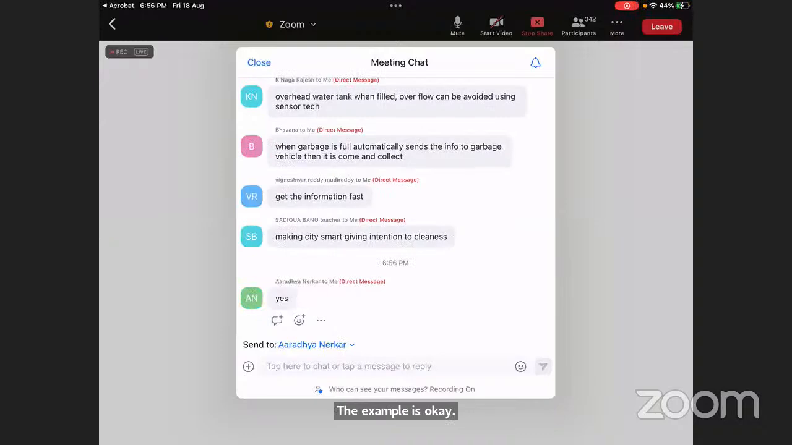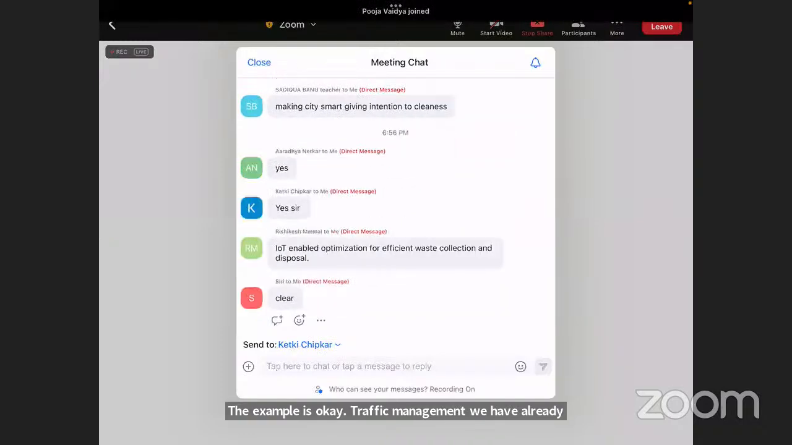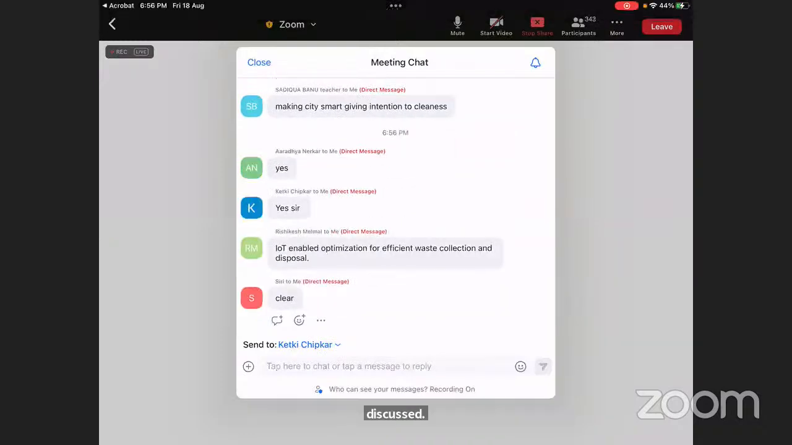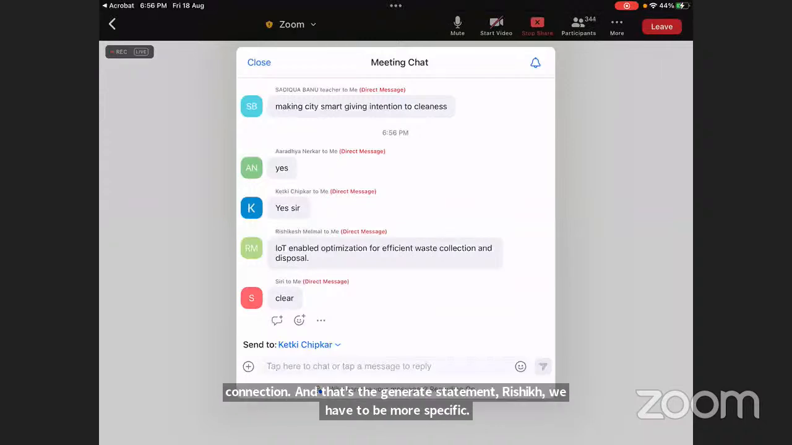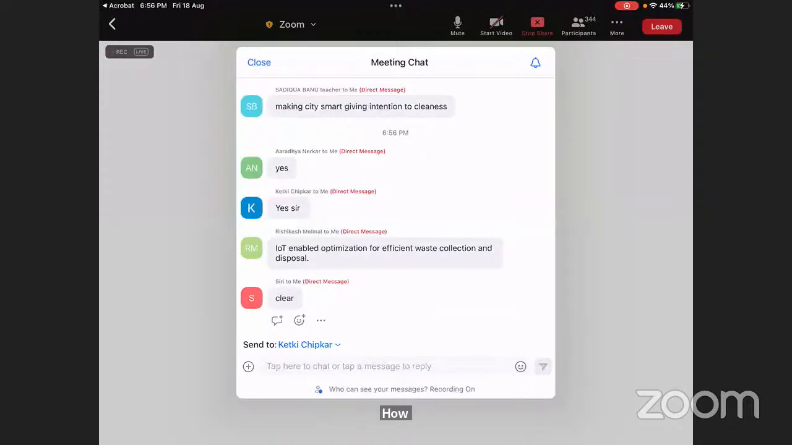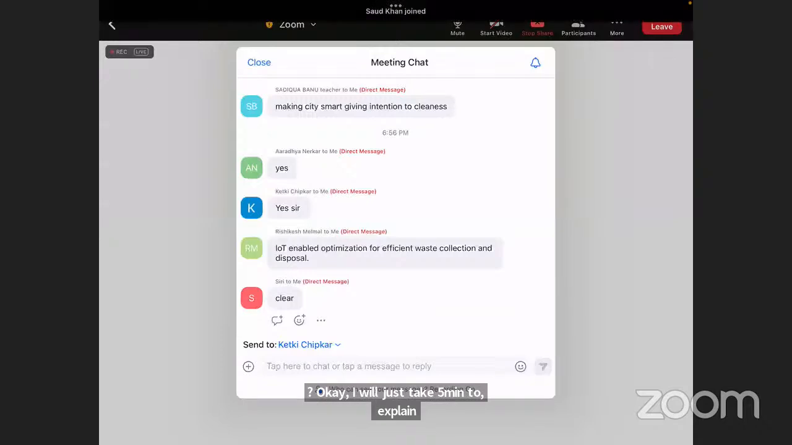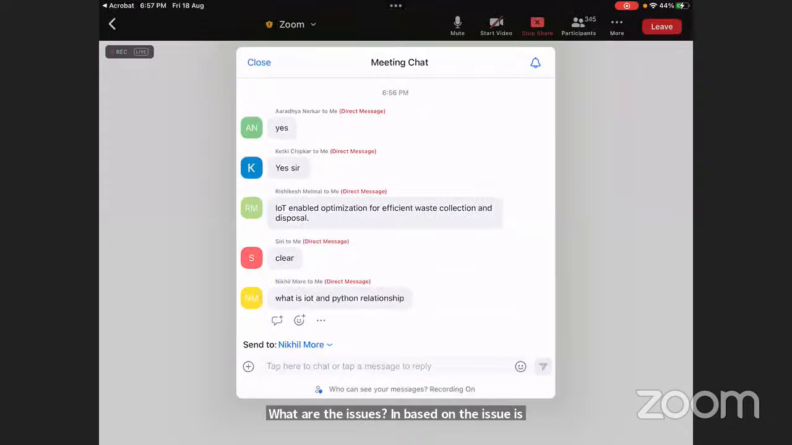Environment monitoring is next. How can it help? "IoT enables optimized efficiency in waste collection" is a generic statement, Rishikesh. We have to be more specific. How? First of all, what are the issues? I will take 5 minutes to explain this. What are the issues in waste management? The issue is that sometimes the garbage bins are filled up.